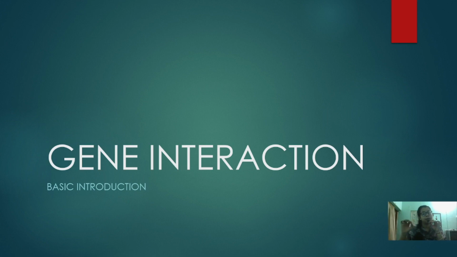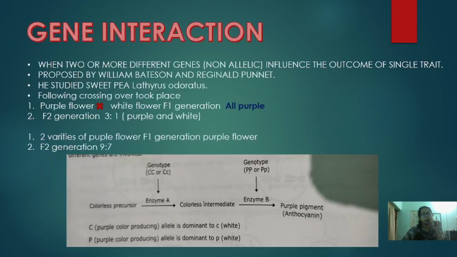In Mendelism, we have seen how a single gene was responsible for a single character. But this gene interaction topic is completely different from Mendelism. What is gene interaction? When two or more different genes, I have told you, two or more different genes means non-allelic genes. You know the meaning of allelic. Allelic means an alternative pair of a gene.